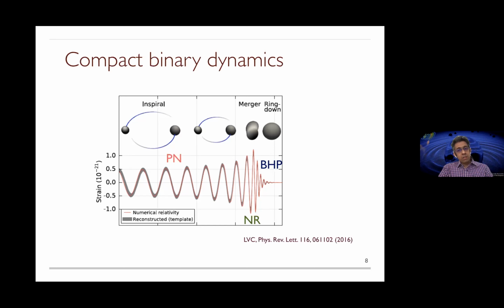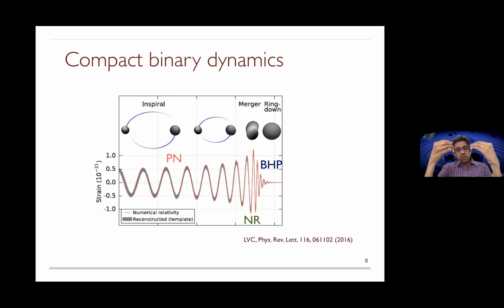The initial stage can be approximated dynamically by a slow-motion weak-field type of approximation, the post-Newtonian approximation. Then they come closer, then of course this approximation will break down because things are evolving quite rapidly and you cannot anymore apply the slow-motion weak-field approximation. So then you need to solve the dynamics using numerical relativity simulations. You really solve Einstein's equations on a computer. That happens when they are very close to each other, almost when they merge.